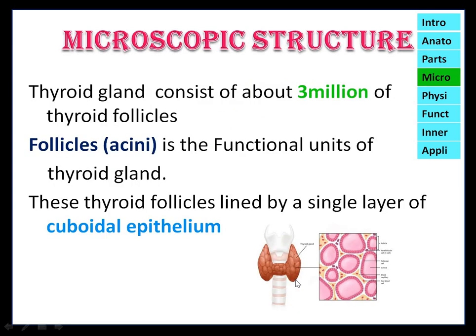Now the microscopic structure of the thyroid gland. The thyroid gland consists of 3 million thyroid follicles. The thyroid follicle is also called acini. It is the structural and functional unit of the thyroid gland. This thyroid follicle is lined by a single layer of cuboidal epithelium during moderate activity.